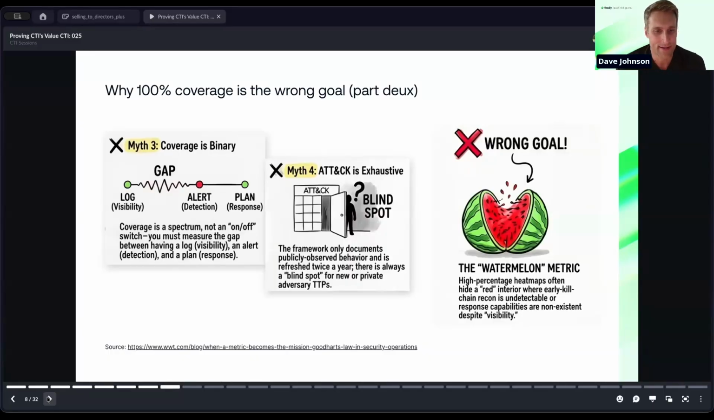Probably a poor analogy, but also coverage is not binary. There's a lot of stuff that happens between your initial visibility and logs. Being able to log something doesn't mean that you can alert and detect on it. And even if you can alert and detect on something, it doesn't mean that you can respond to it effectively. So what do you mean by coverage? It's sort of a loaded term, and if you're just relying on a vendor to do it for you, it's probably going to be very superficial and untested at best.